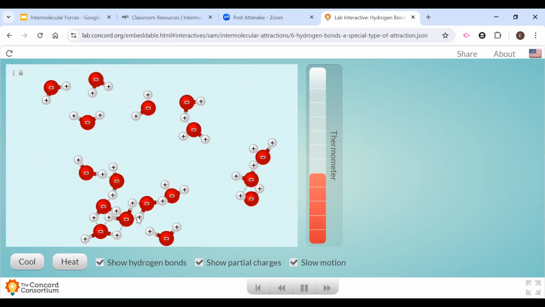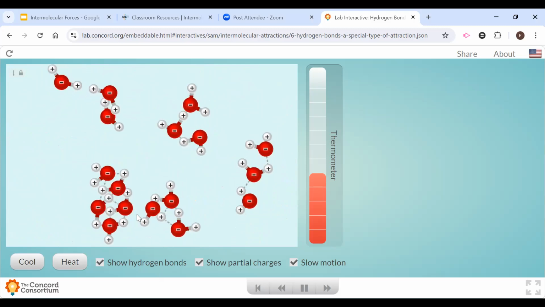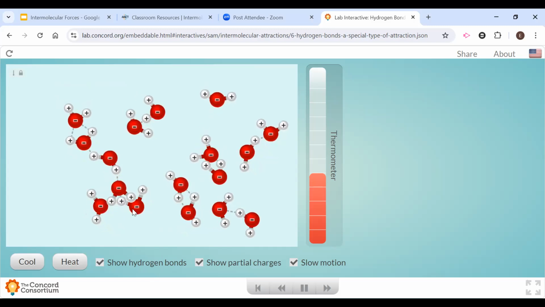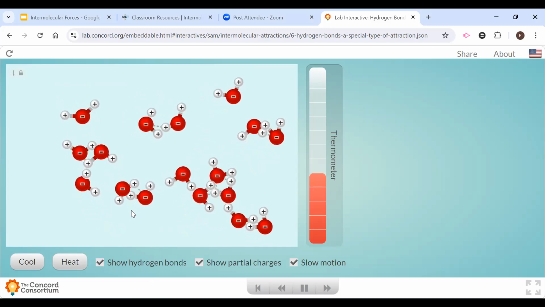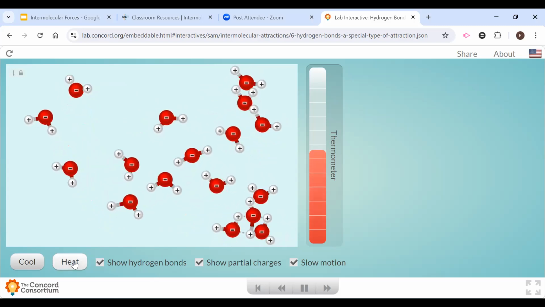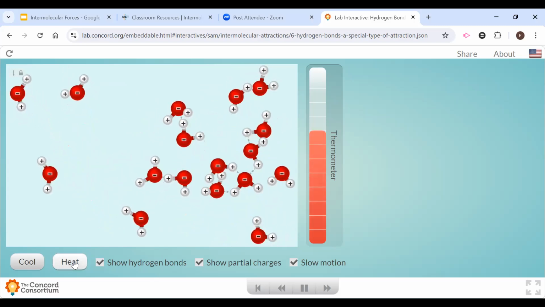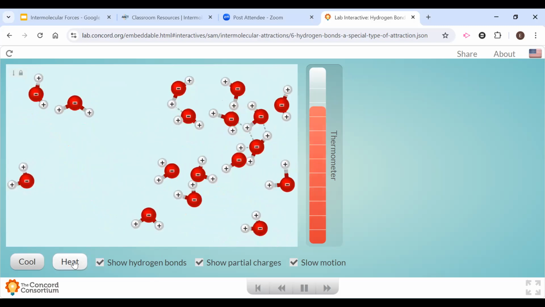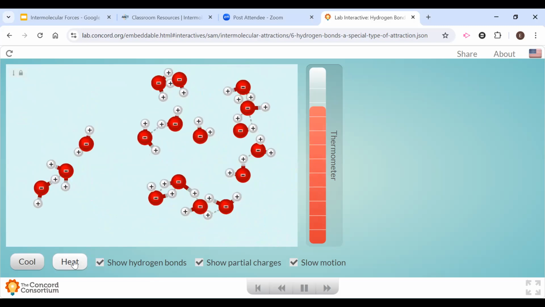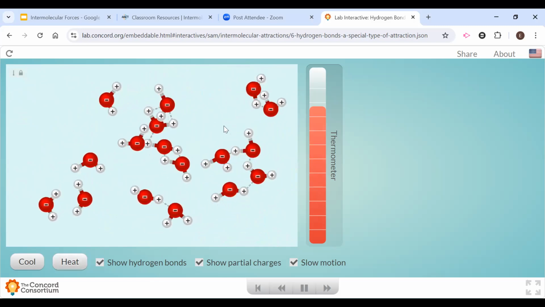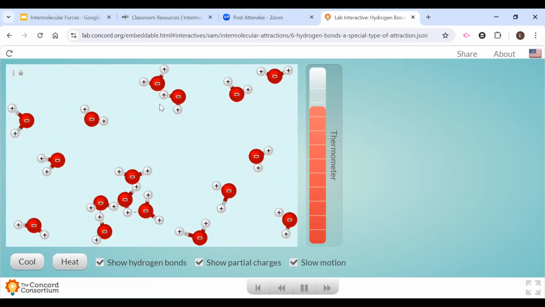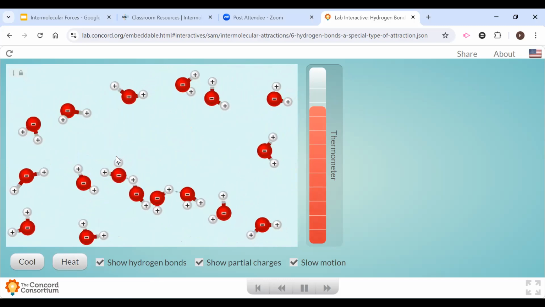They are intermolecular, and for this one the force is hydrogen bond. Hydrogen bond. Okay, so let's increase the temperature and see what we have. You see, they are moving more. You notice more hydrogen bonds forming. They are moving more, so you can see that.